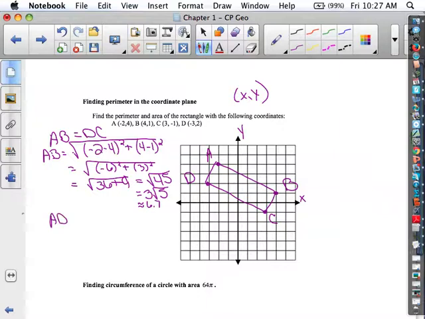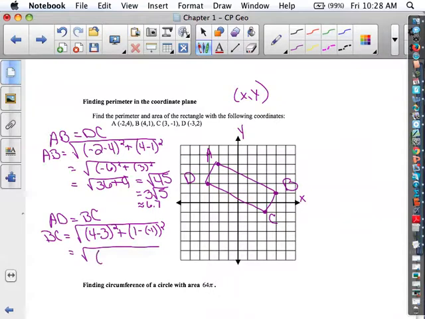We know that AD is equal to BC, so the length BC we find by taking the square root of the first x coordinate, 4, minus the x coordinate of C, and square that. Then we'll go on to the y, so (1 minus -1) squared. So I have the square root of 1 squared plus, 1 minus -1 becomes positive, so that becomes 2 squared. This gives me the square root of 5.